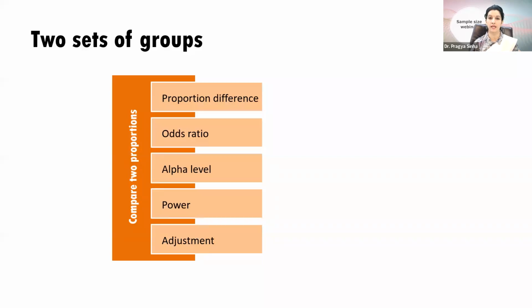So now you can compare the two proportions, because it is a randomized controlled trial. So I hope that all of you know that there will be two arms.